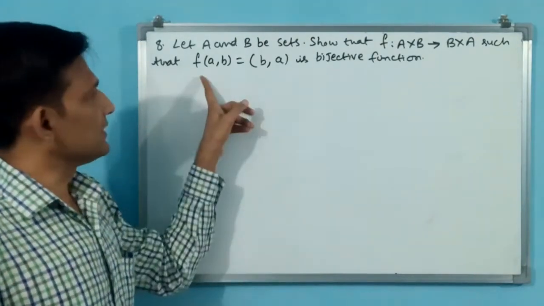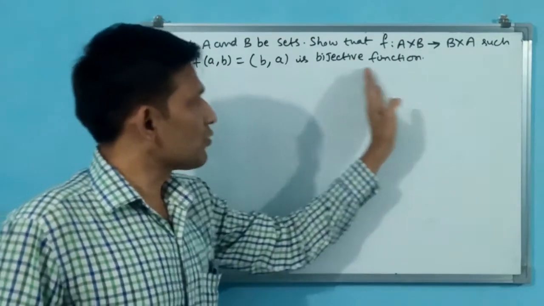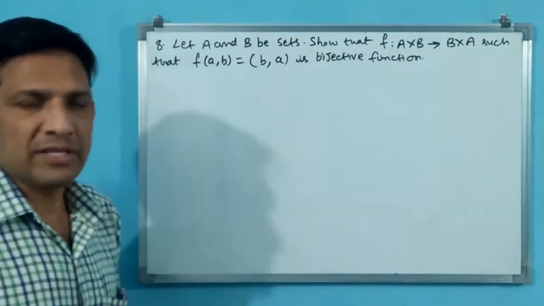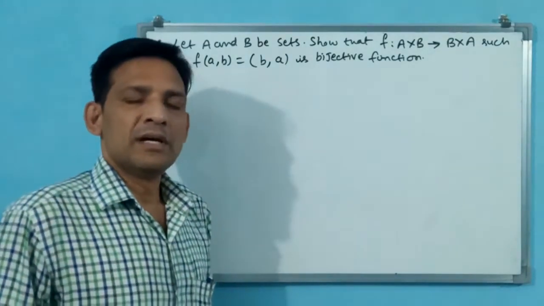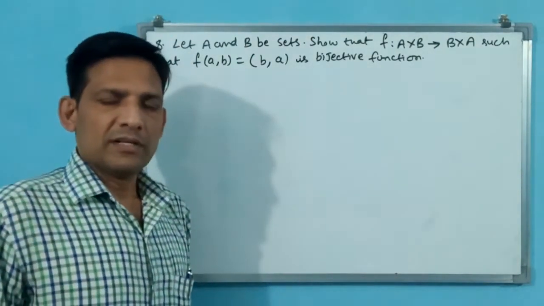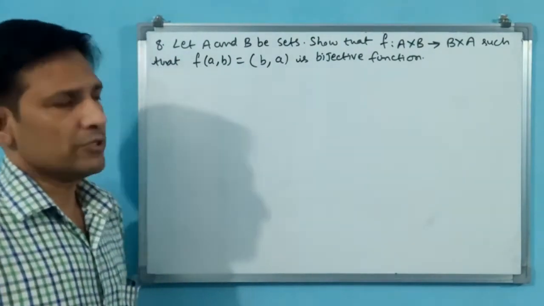Okay, this is the function between these two, and we have to show that this is a bijective function. Bijective function means we have to show that this is a one-one function and onto function. That means injective function and surjective function. Both we have to show.